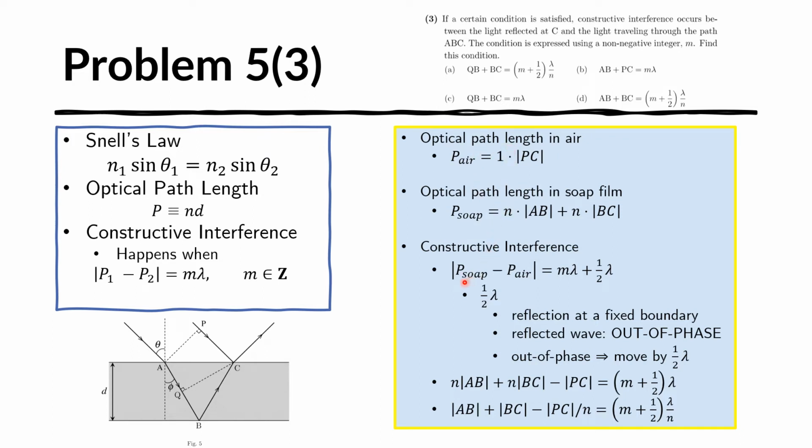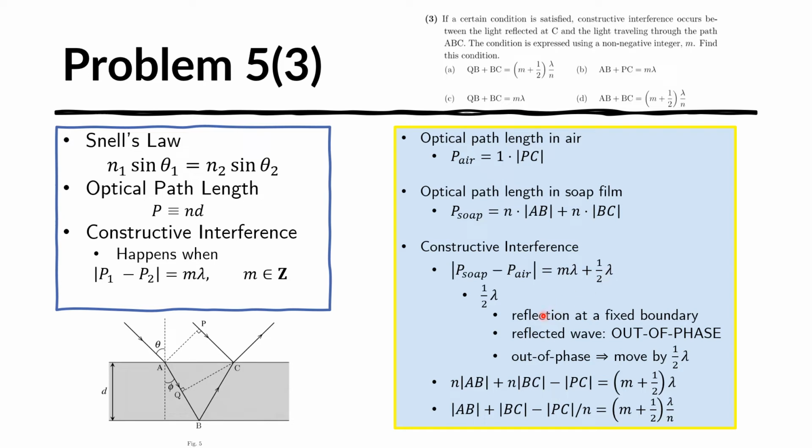And so that will be this minus this. And we must insist that this be an integral multiple of the wavelength lambda. In this case, because there is a reflection at point B, we must add a shift which is 1/2 of the lambda, or 1/2 of the wavelength.